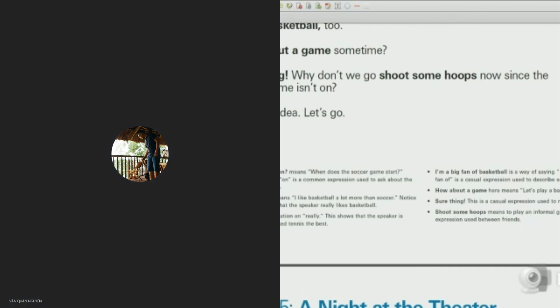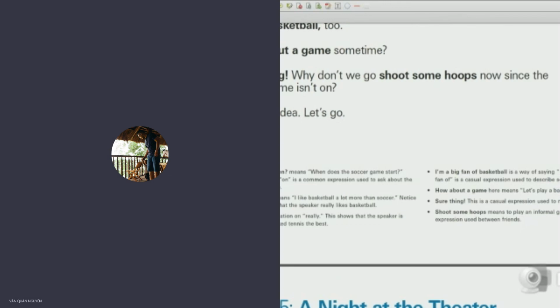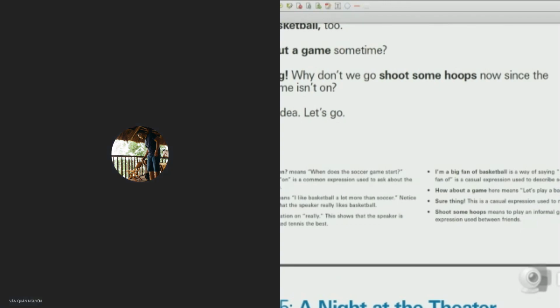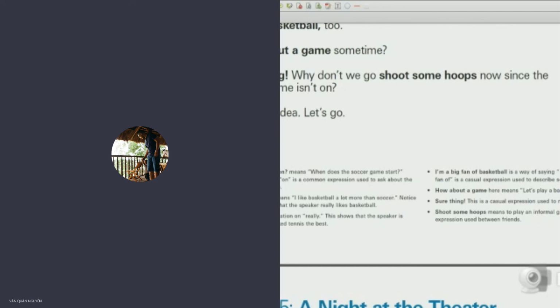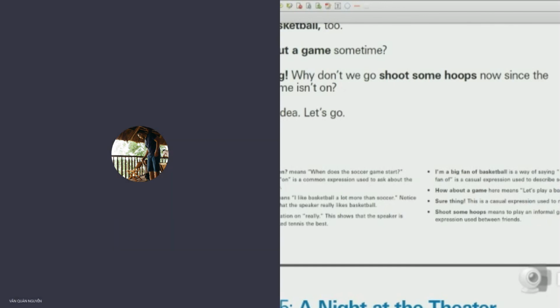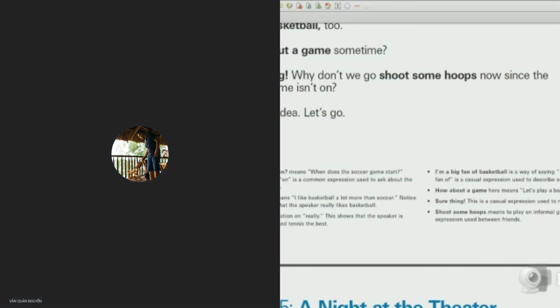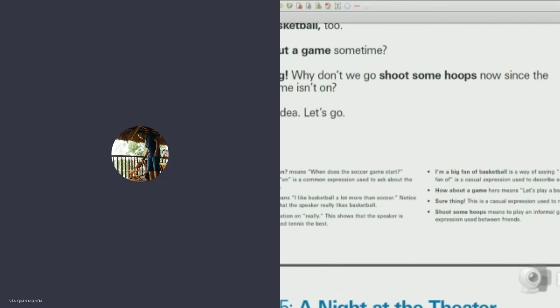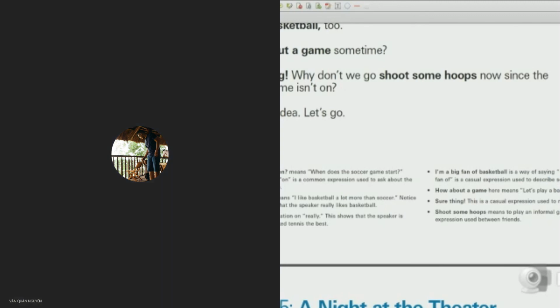So notice the rising intonation on really. This shows that the speaker is surprised. He thought that Jack liked tennis the best. So Phil thought that Jack played or liked tennis the best. So he was surprised when Jack prefers basketball.